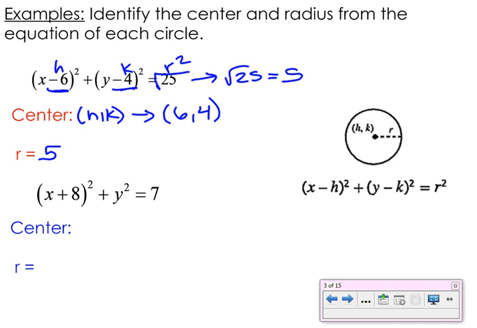Okay, so let's try it again. Down here, we have our h and our k, so h is here, but we take the opposite sign, so negative 8. And now there's no number being added to this y. So if there's no number being added, it just means the value is 0. Okay? We have to take the square root. Our 7 is equal to r squared, so we have to take the square root of both sides. Please leave it as the square root of 7. I do not want a decimal. Please leave it as the square root of 7, because that is the most exact answer that we can get.